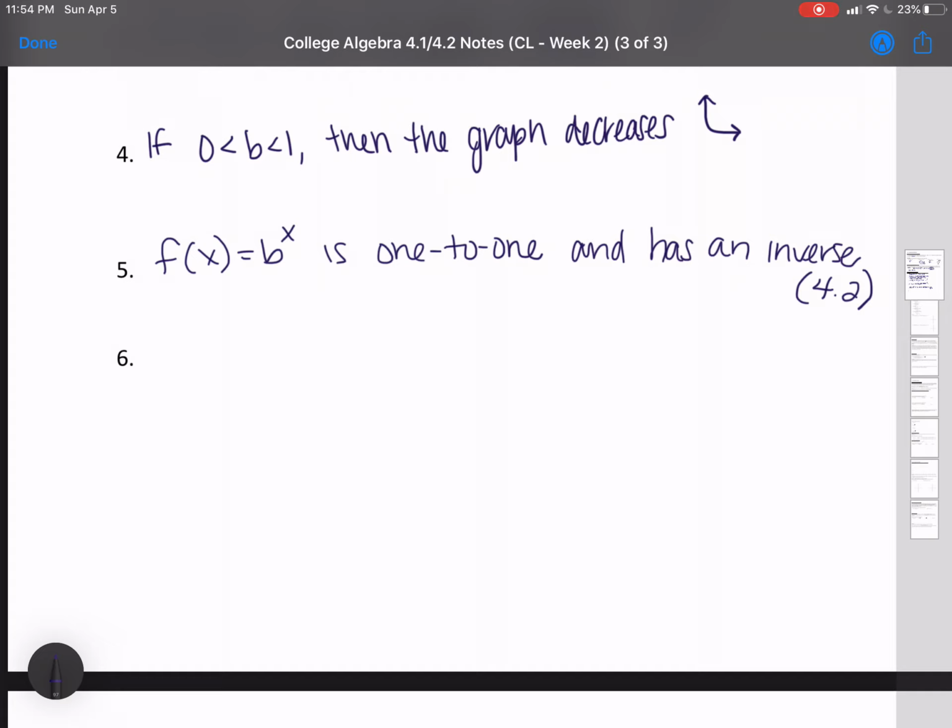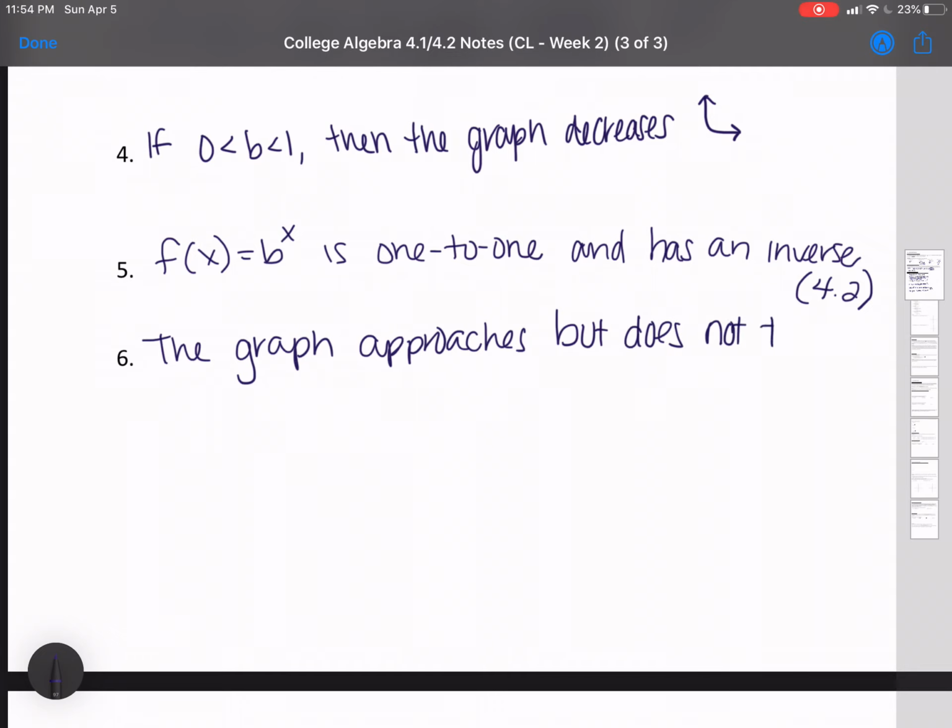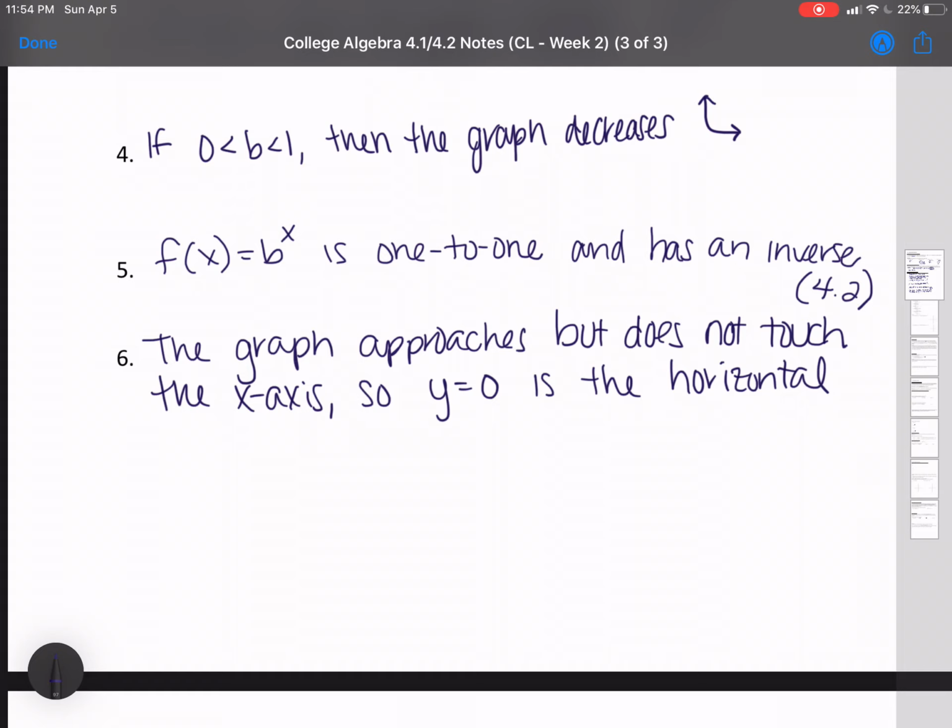Okay, and then our last characteristic about the graph is that the graph approaches but does not touch the x-axis. So y equals 0 is the horizontal asymptote. Okay, and that's what makes that range go from 0 to infinity.